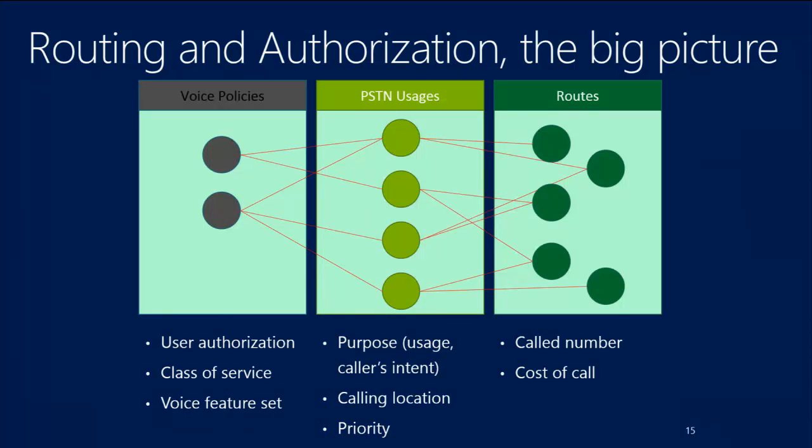But at a very high level, on the left, we've got our voice policies, right? That's kind of the cornerstone for us, because the policies are assigned to provide user authorization, to provide class of service, to provide feature sets. Yes, you can call forward. No, you can't sim ring, right? The usages and routes, they're actually working together to figure out, what are you trying to call, right?